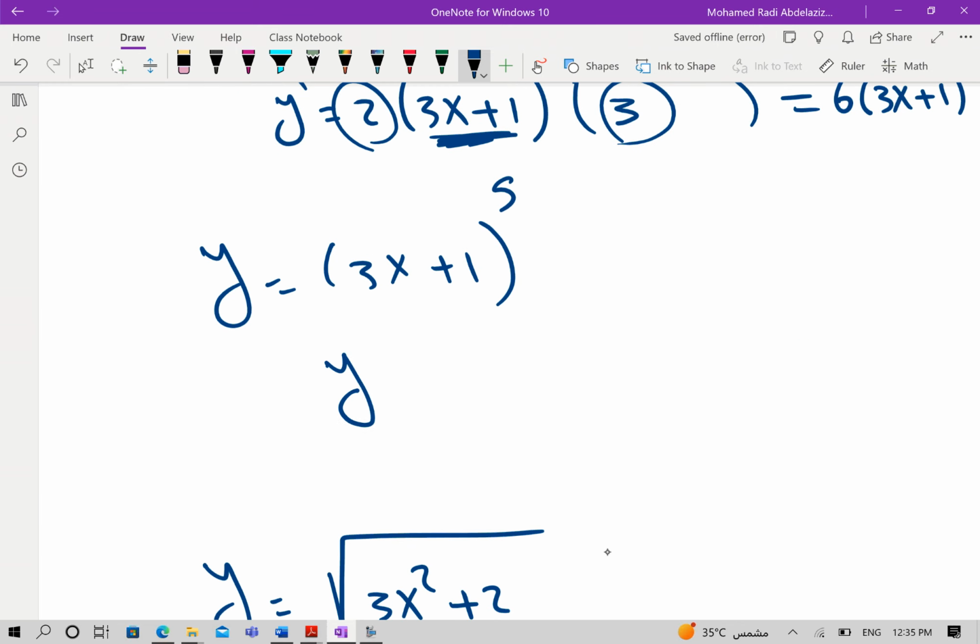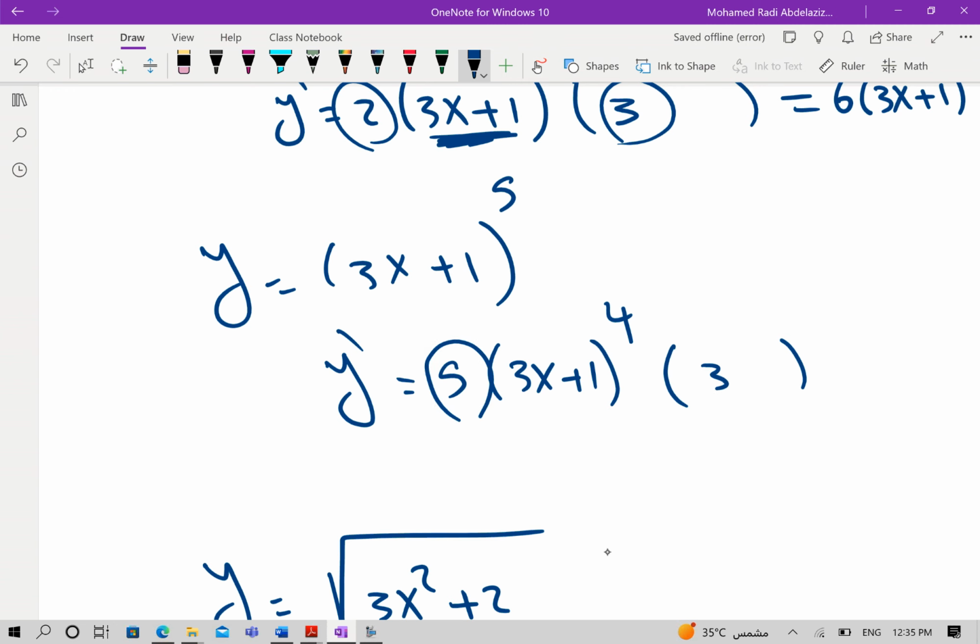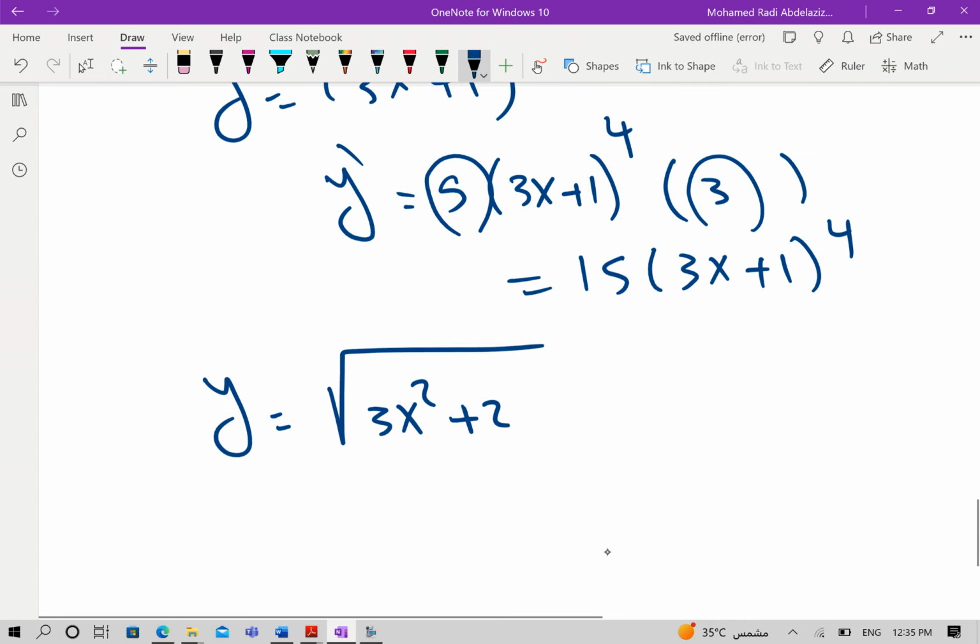Again, how to get the derivative of this function? Drop the power, which is 5, then take 1 from 5 to be 4, then differentiate, which will be 3. Clear? You can simplify 5 by 3, which is 15, 3x plus 1 all to the power of 4.